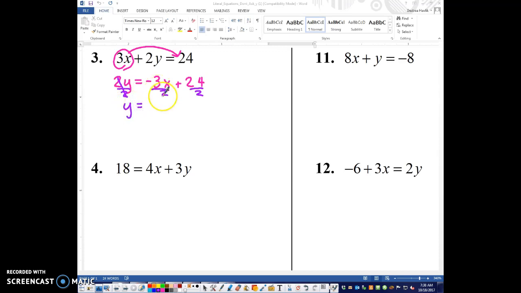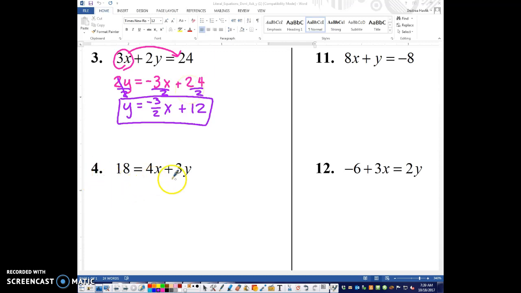Good. What is negative 3 divided by 2? Type it in. Negative 3 divided by 2. Hit math, enter, enter. It's negative 3 over 2. And that's our slope, right? What is 24 divided by 2? 12. And that'll be your answer. Whenever you divide by y, you must divide by every term in the problem, okay?